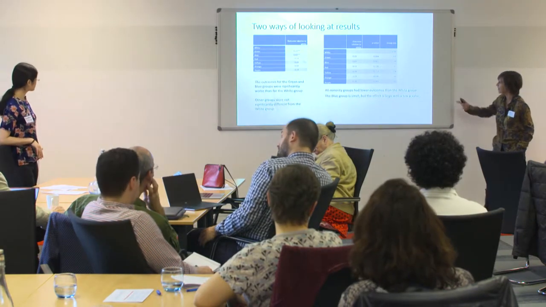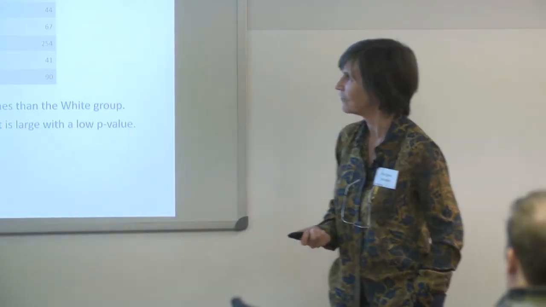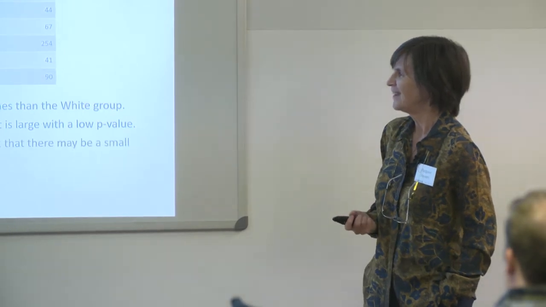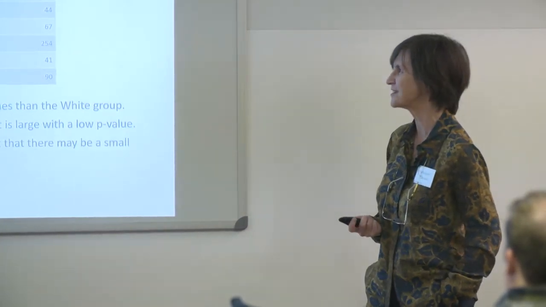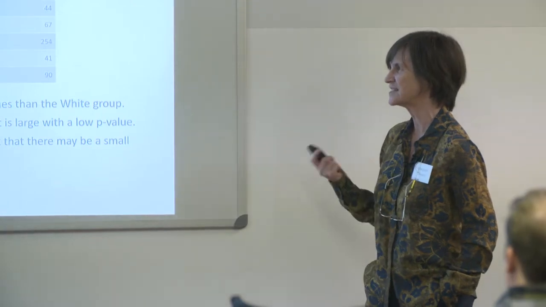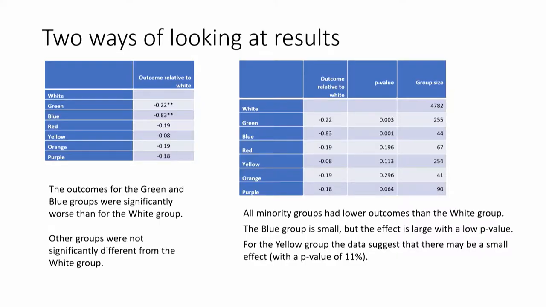Then if we look at, for instance, the yellow group, what do those results suggest? Well, they suggest that there was a rather small effect, but the p-value is 11%, which certainly is suggestive that although the effect was small, it was a real effect in that case. This is quite a large group. The effect is only small. So the p-value of 11% seems one that we should take seriously.